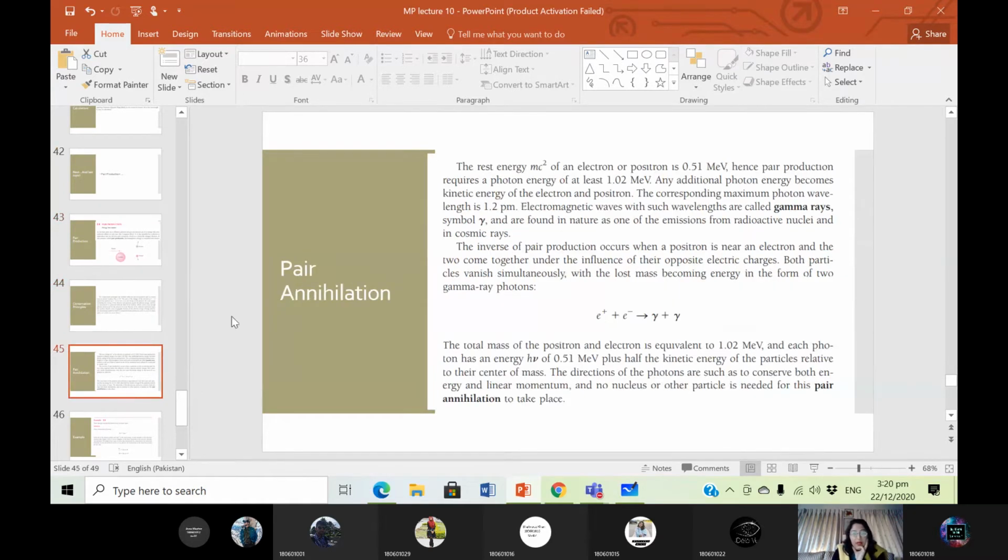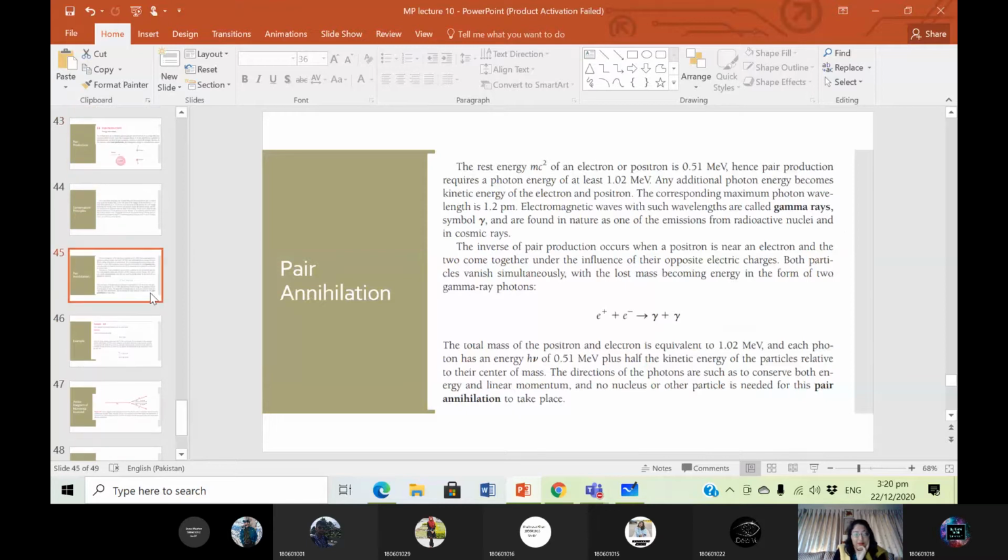Now we will do this example over here. The rest energy, mc square, for an electron or a positron is 0.51 mega electron volts. Hence, pair production requires a photon energy of at least 1.02 mega electron volts.